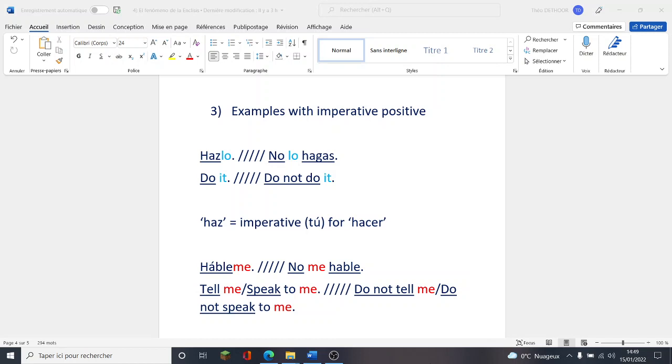So in this case, you don't need to stick the pronoun at the end. So don't try to translate it like no hagas lo or things like that. That won't work in Spanish. Just use the Enclisis for the positive forms of imperative. And I noticed for you just under that haz is the imperative for tú, for the verb hacer.